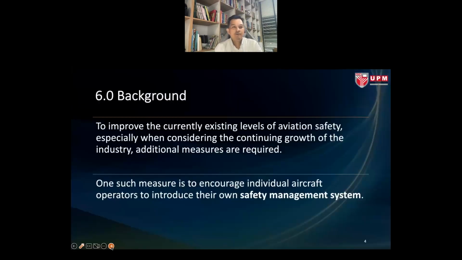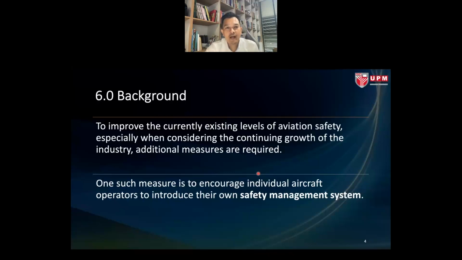In terms of the background, to improve the currently existing levels of aviation safety, we know already that the aviation industry, or aerospace industry, has a high level of safety. Okay, so it is highly regulated. It has the most levels of security.